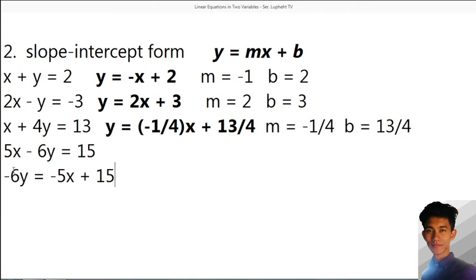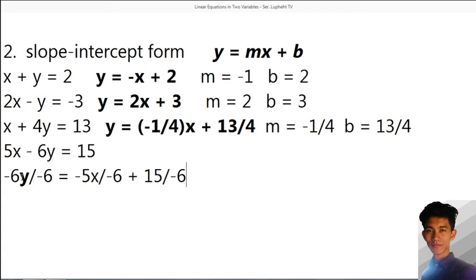Okay? Now, after this, mapapansin nyo po dyan, may negative 6. Dapat y lang yung matira dito sa kabila. So, kailangan nating i-divide both sides by negative 6. Para mawala po itong negative 6 sa numerator, kailangan mag-divide tayo ng negative 6. So, ganun din dito sa kabila. We'll do the same sa lahat ng terms sa kabila.